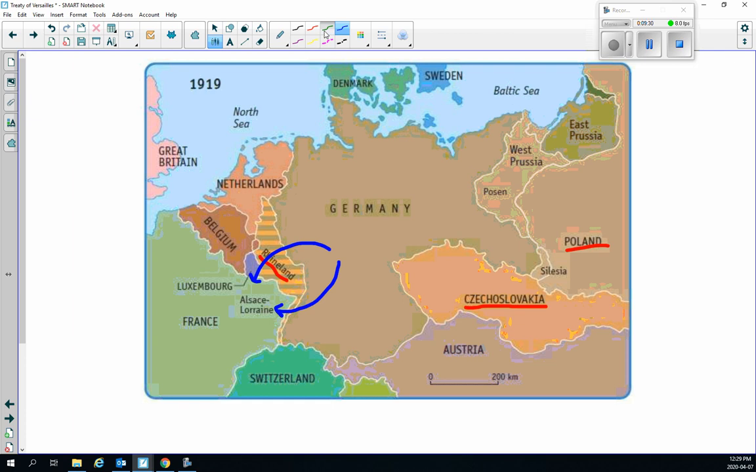Finally, down here is Alsace-Lorraine. That was taken from Germany and given back to France at the end of World War I at Treaty of Versailles. The Germans didn't think it was fair.